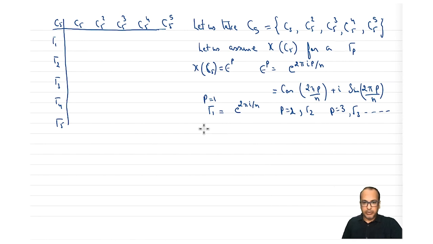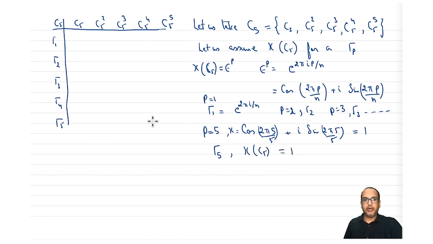epsilon, right? So what happens at p equal to 5, we can see that this will be cos 2 pi 5 by 5 plus i sine 2 pi 5 by 5, right? So that means cos 2 pi plus i sine 2 pi, so that will be 1, right? So this is the character. So that means for tau 5, character under C5 is going to be 1. So we can write 1 over here, right?